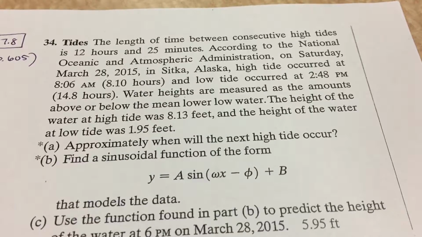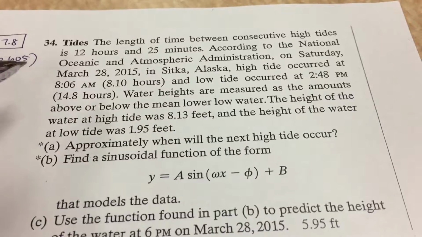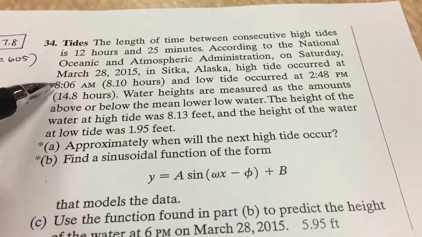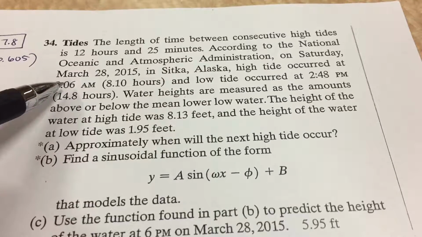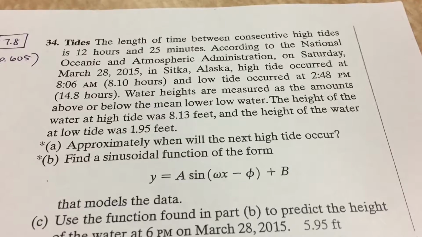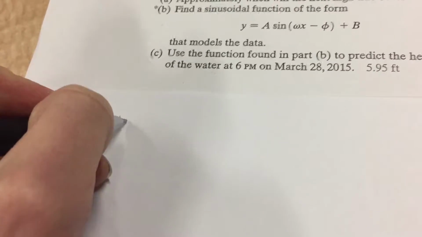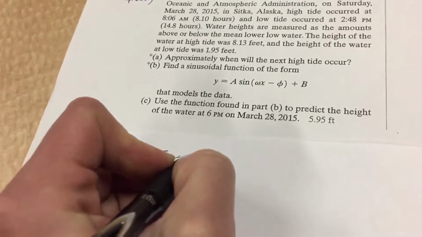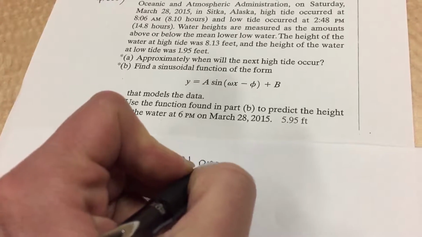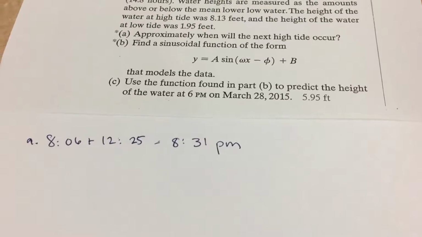That one is probably the easiest part of this problem because we have high tide occurred at 8:06 a.m. Low tide occurred at 2:48 p.m. and it says the length of time between consecutive high tides is 12 hours 25 minutes. So we basically need to look at the last high tide, which was at 8:06 a.m., and add 12 hours and 25 minutes to that. So I'm just going to do that down here. 8:06 plus 12 hours, 25 minutes gives us 8:31 p.m. So that one's a pretty easy part.